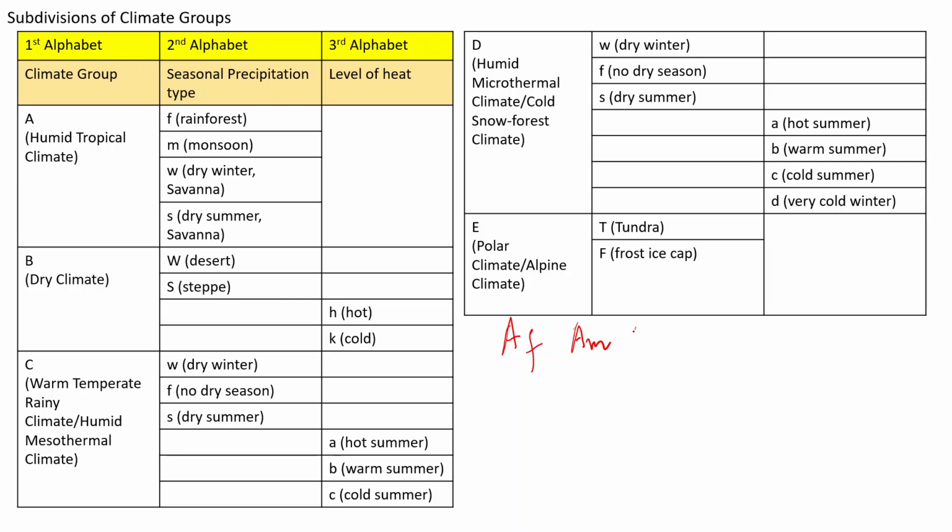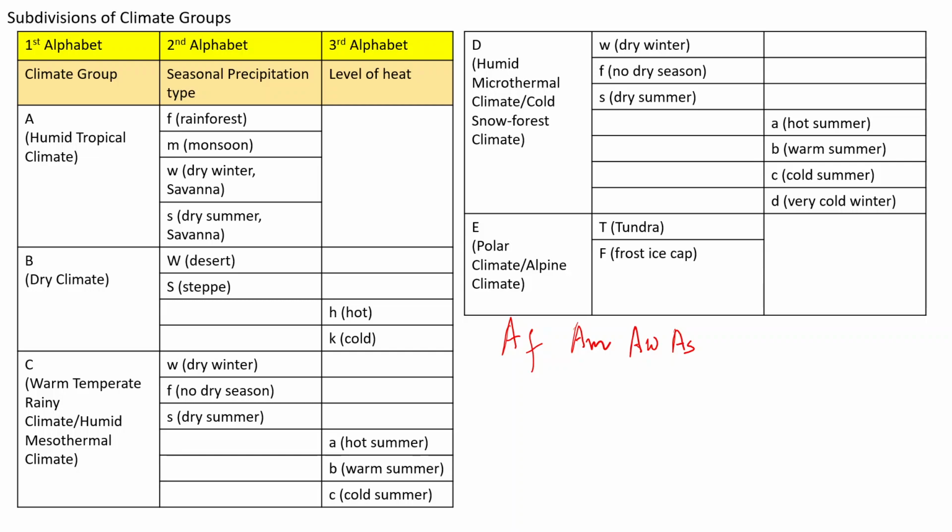Then if we talk AW, it means that we are talking about the regions where winters are dry. So the places where winters are dry in the humid tropical climate will be classified under AW. And then the regions written as AS, it is a humid tropical climate where the summers are dry. So we can understand that dry winter and dry summers are typical due to the seasonal precipitation type.